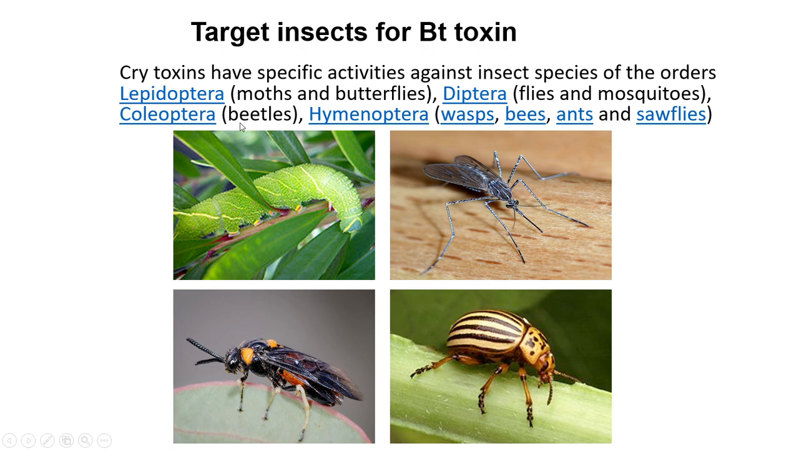Coleopteran beetles. There are many crops damaged by beetles. Also, there are soil pests which belong to the beetle family. And some other targets are hymenoptera like wasps, bees, ants, and sawflies also.